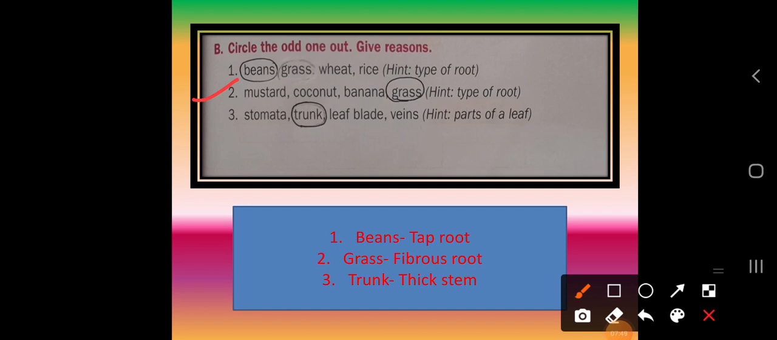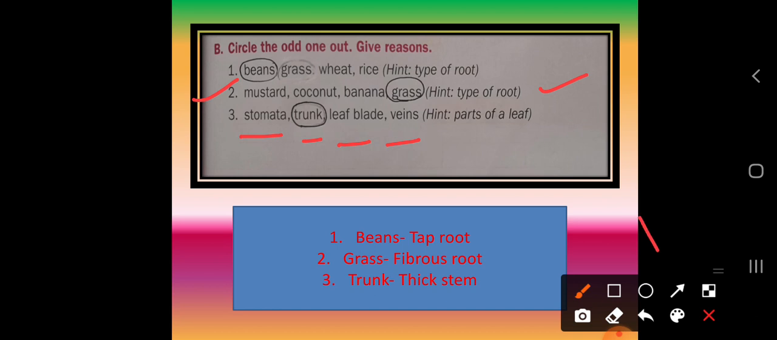Okay, so again you have to choose the type of root. So which type of root it is, whether it is a tap root or a fibrous root. So go through the examples of tap root and fibrous root with the help of textbooks. You will get the answer. That is, this is the fibrous root, that is the bunch of roots. Okay, now the next question is stomata, trunk, leaf blade, veins.